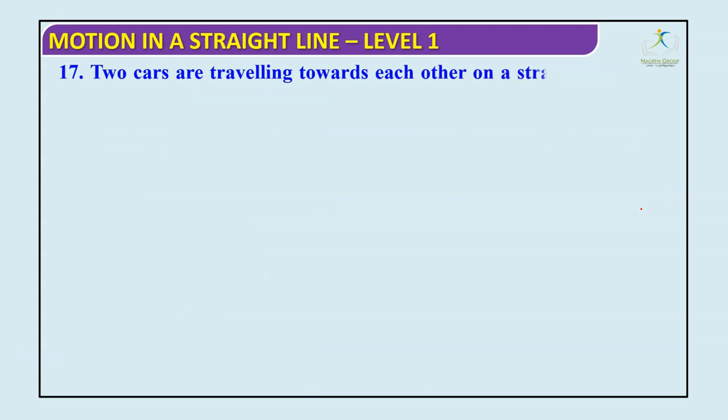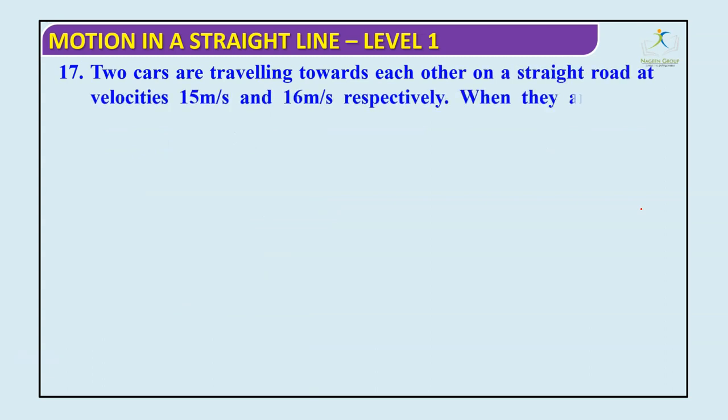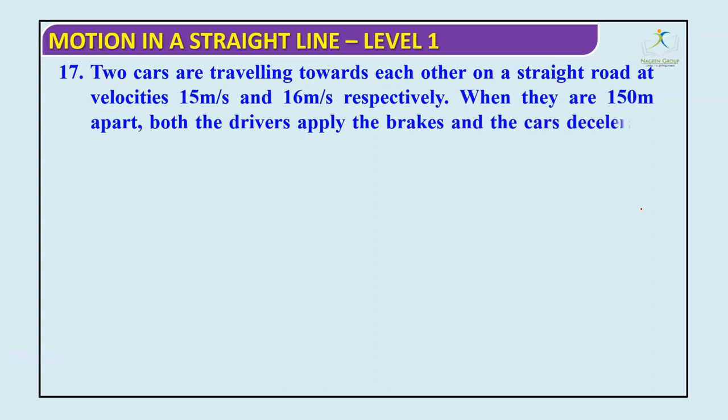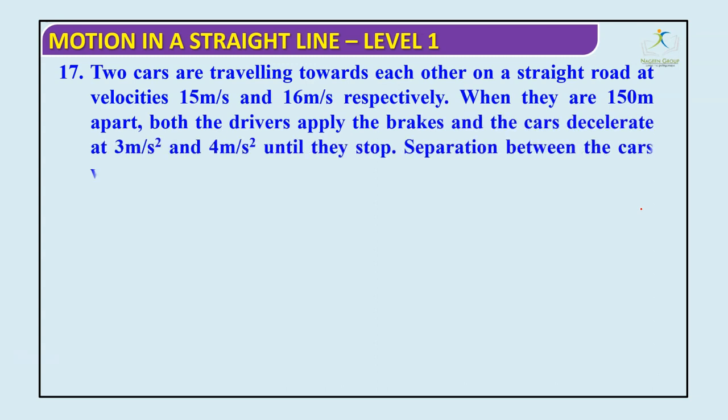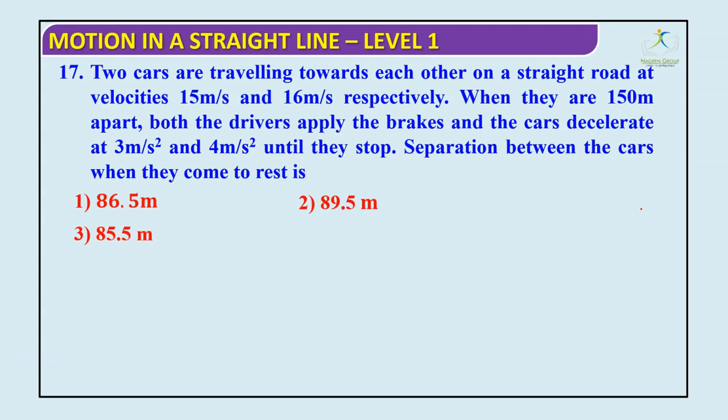Next question is, two cars are traveling towards each other on a straight road at velocities 15 meter per second and 60 meter per second respectively. When they are 150 meter apart, both the drivers apply the brakes and the cars decelerate at 3 meter per second squared and 4 meter per second squared until they stop. Separation between the cars when they come to rest is 86.5 meter, 89.5 meter, 85.5 meter, and 80.5 meter.